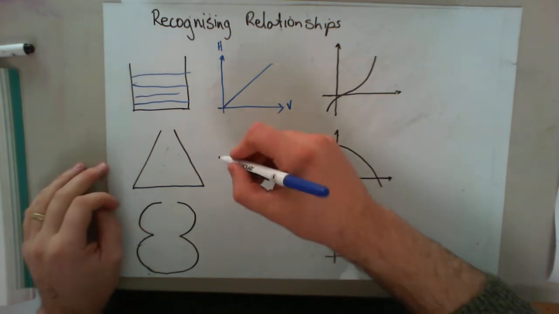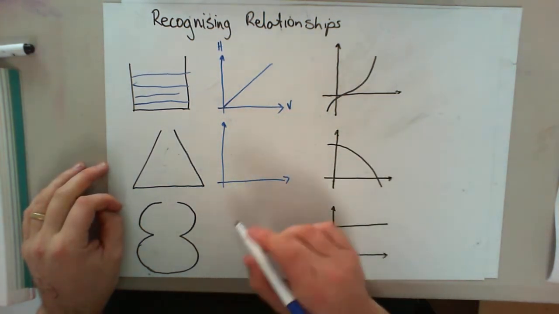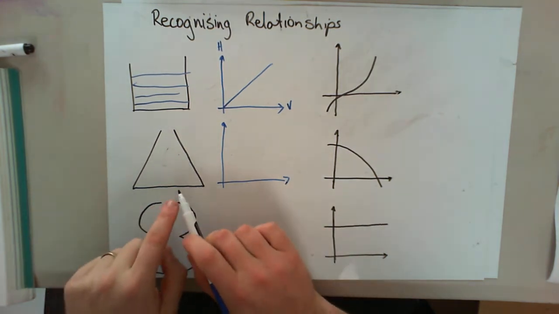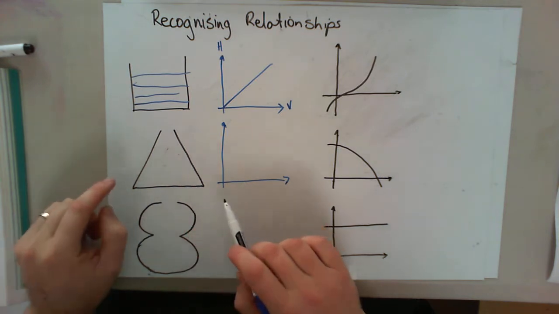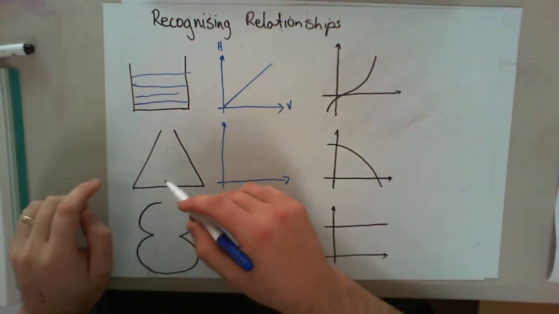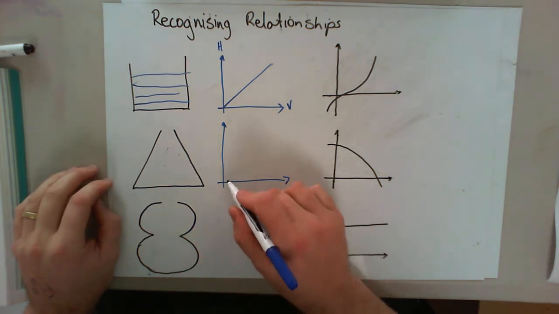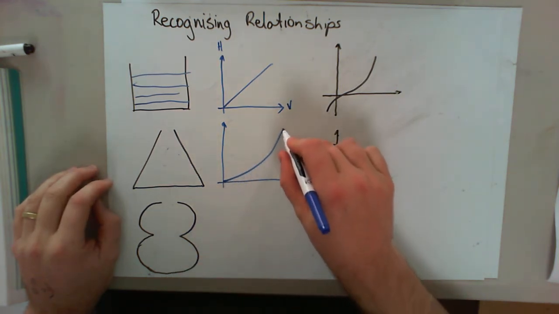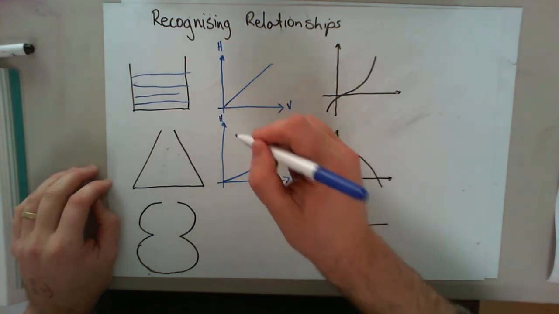That's not always the case though. We can see if we had something like this, we can see that initially as the volume's going up, our height isn't changing much, but as we keep going up with our volume, our height is going to increase a lot more rapidly. Okay, so what we're going to see is something like this happening for this one, with our volume and our height.